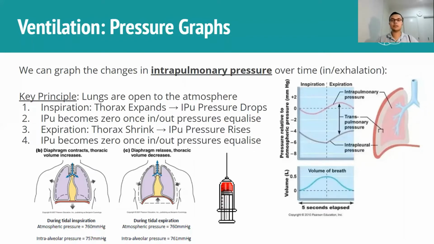So in doing so, the intrapulmonary pressure actually drops because you've got a larger volume for gas to occupy. So that's why if you look at the graph here on the right, you can see that during inspiration, there is a drop in pressure, and that's relative to the outside. So it's going to be a lower pressure relative to the outside.